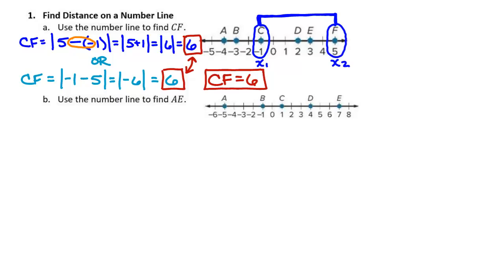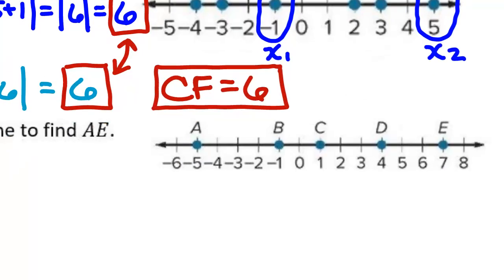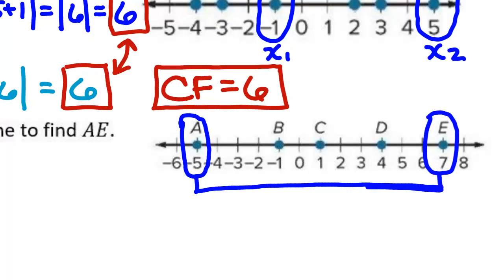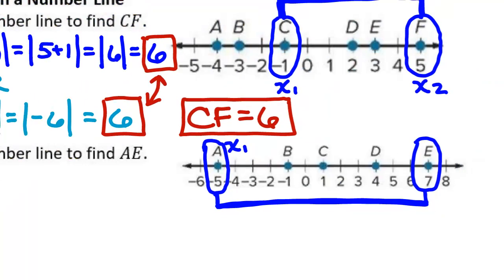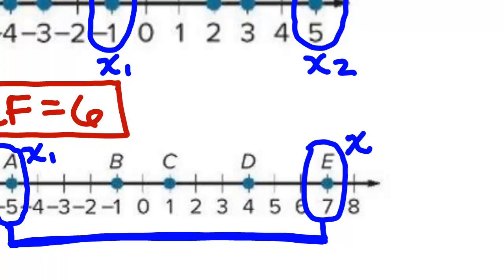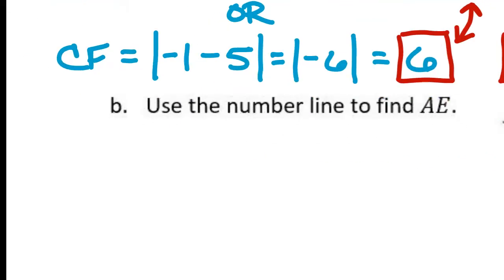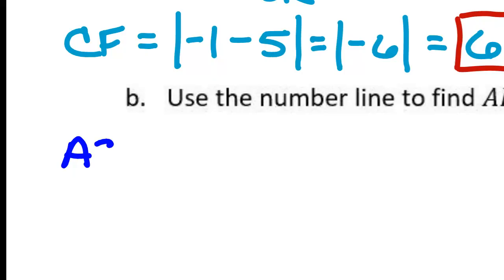All right, let's try that for part B here. Use the number line to find AE. Well, here's A, and over here is E. So we want this segment right here. So I'm going to let A be my x1, and I'm going to let E be my x2. So now the length from A to E is equal to the absolute value of x2, which is 7, minus, yes.